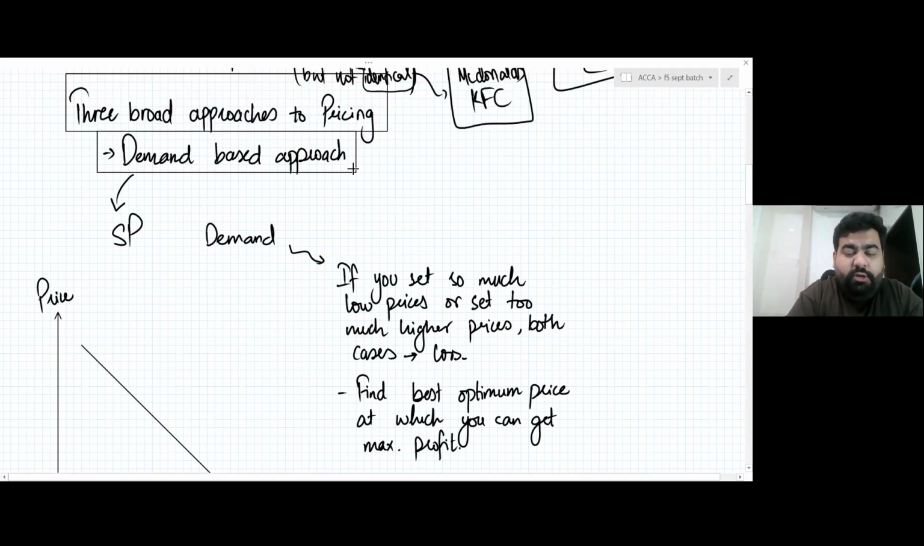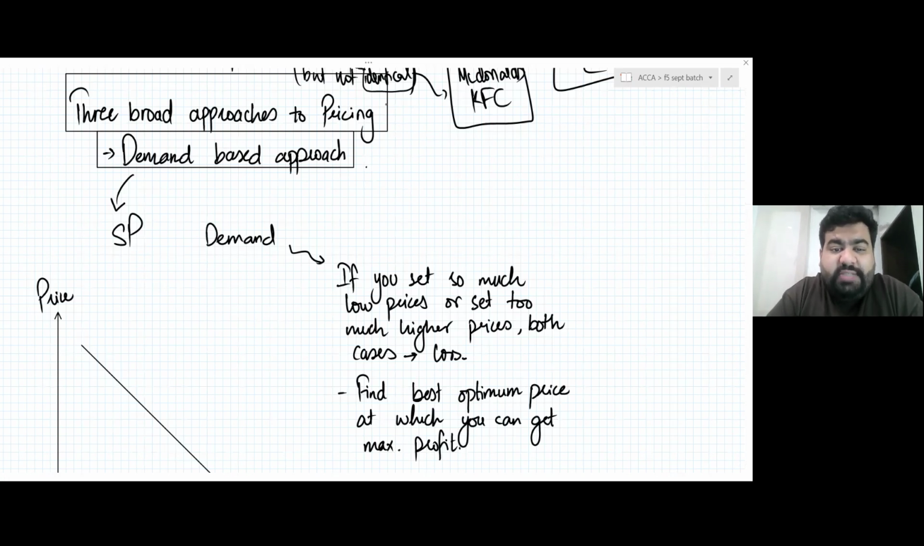Demand based approach is the longest part in this chapter. We are now going to start the demand based approach, and it will take our complete lecture. After that, we'll discuss the other two approaches of pricing. So the first approach is the demand based approach.